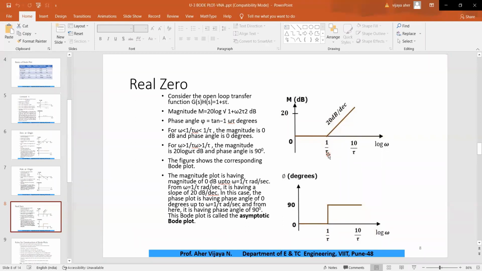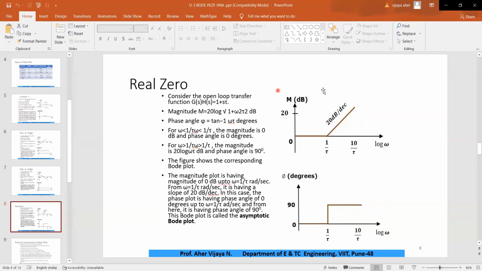And what is the phase angle? The phase angle is 90 degree for a zero, right? So the phase angle is changing from 0 to 90 degree, okay? 20 dB per decade is the slope after 1 by tau, and after 1 by tau, your phase angle phi is nothing but changing from 0 to 90 degree, okay? Got my point?